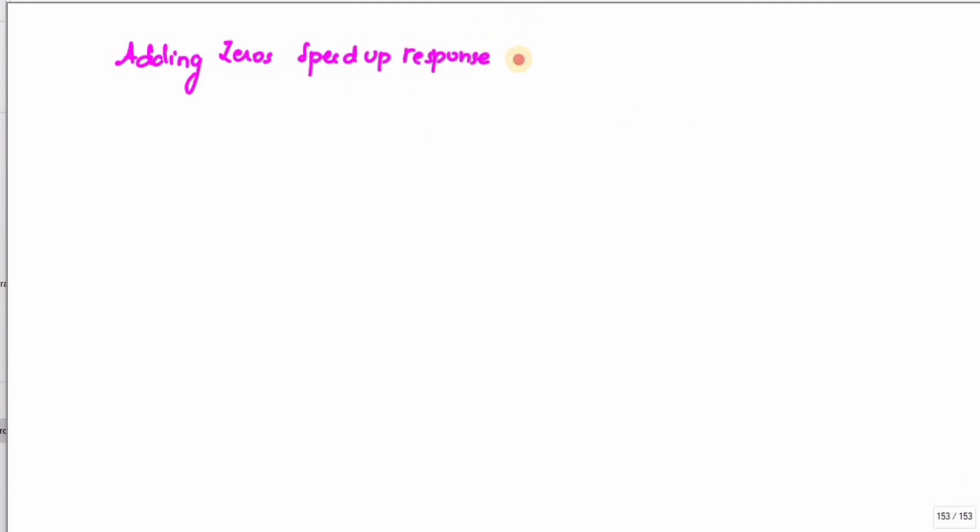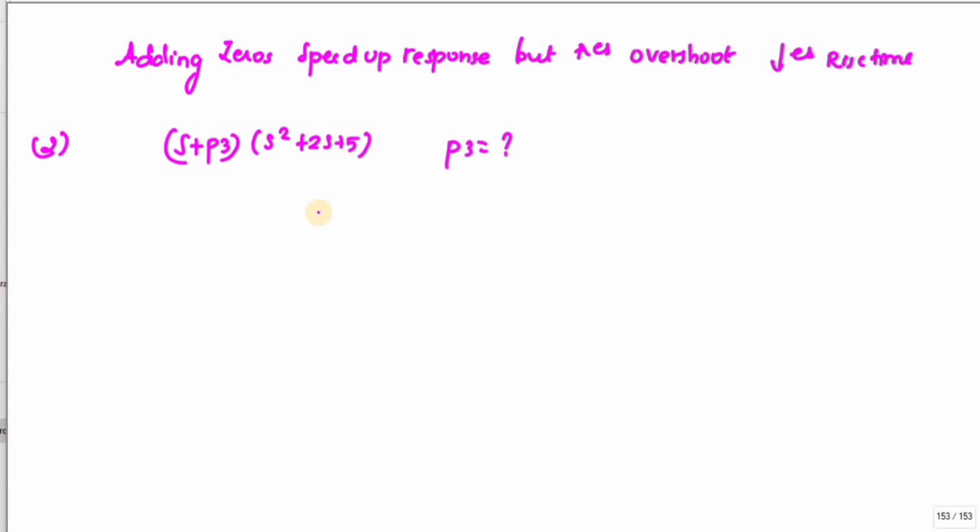So next, by adding a zero to the system, speed gets improved. But the overshoot increases and it will decrease the rise time. This is one property. Okay, so let us go to the second problem.